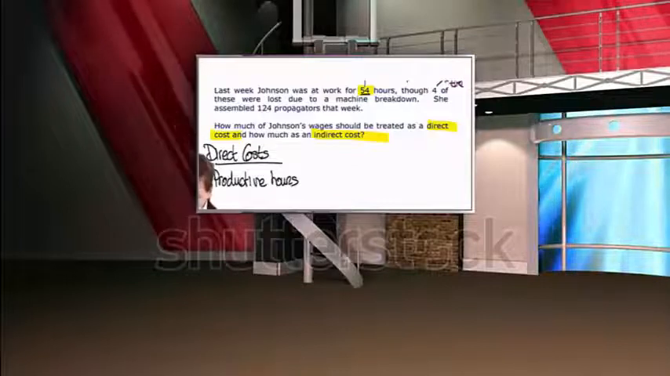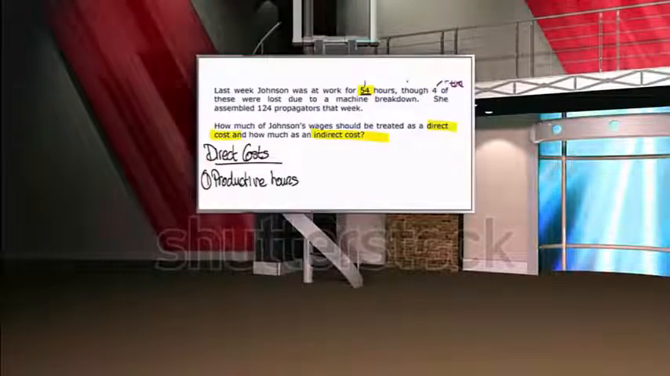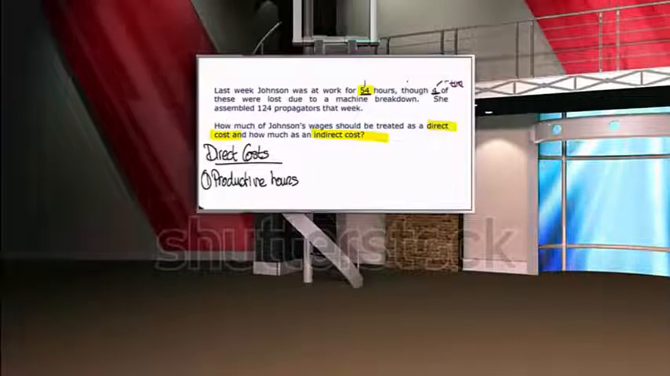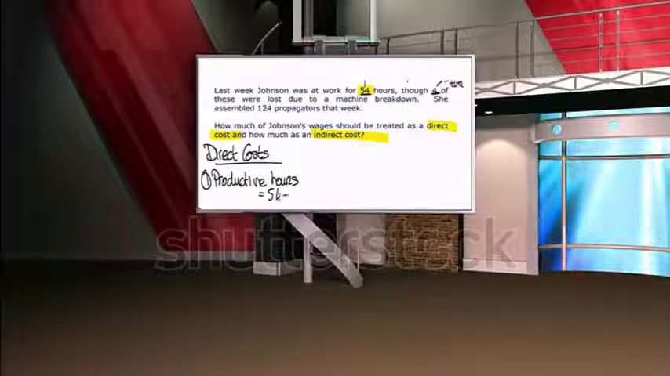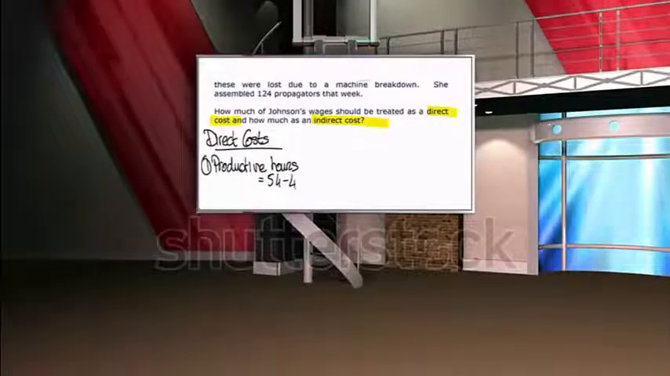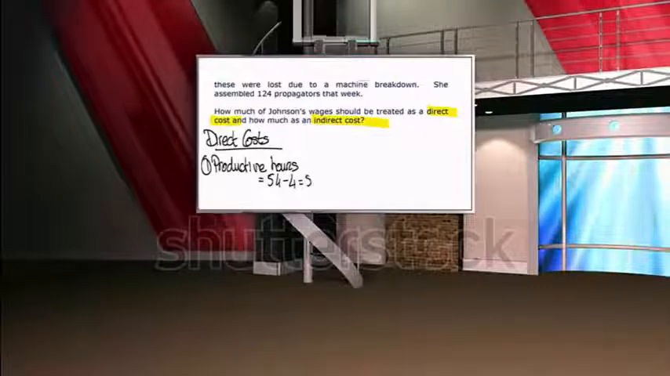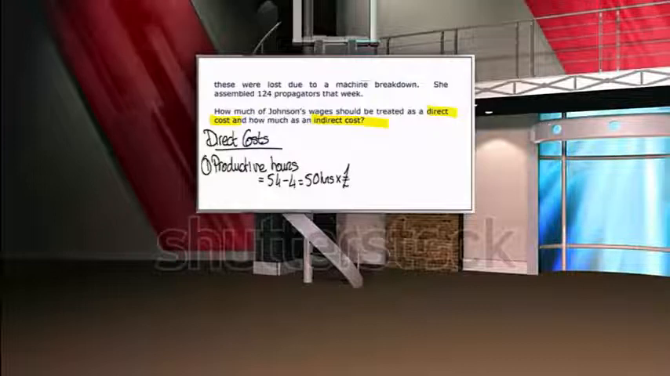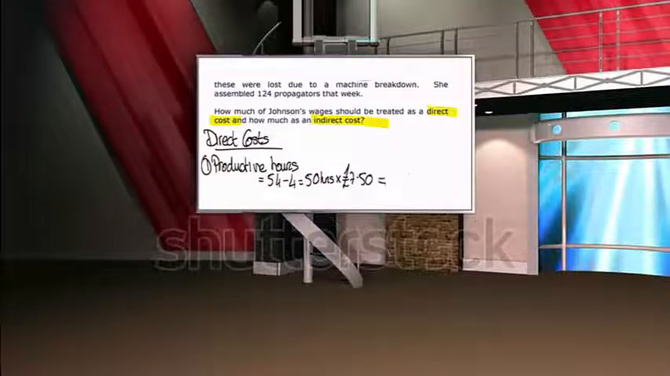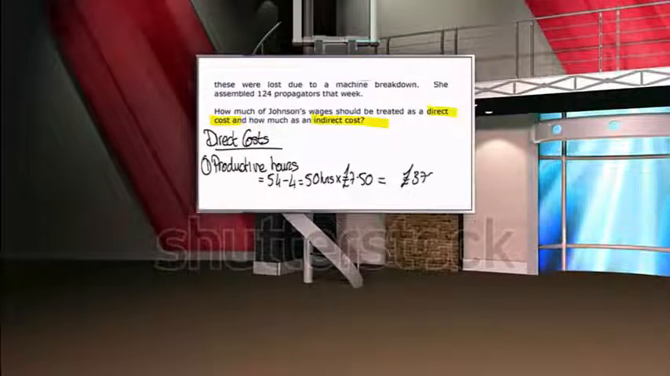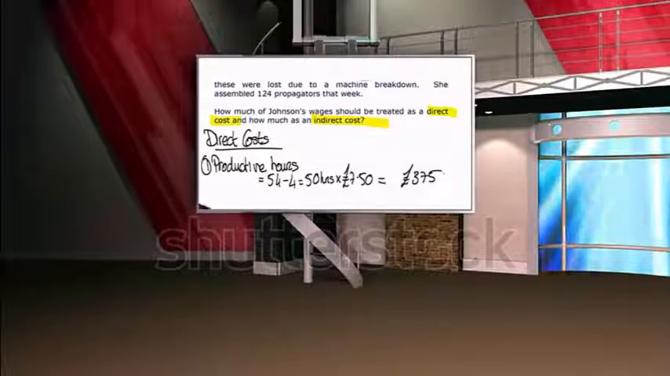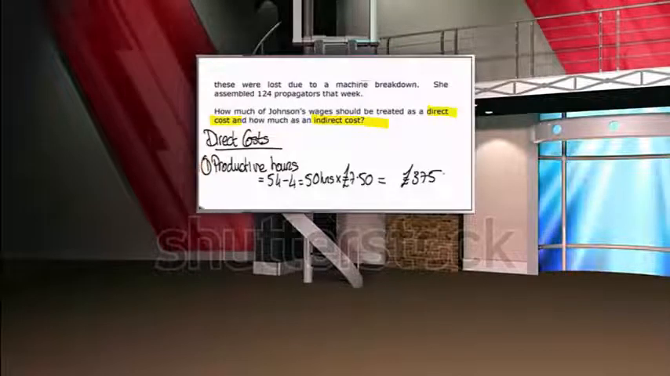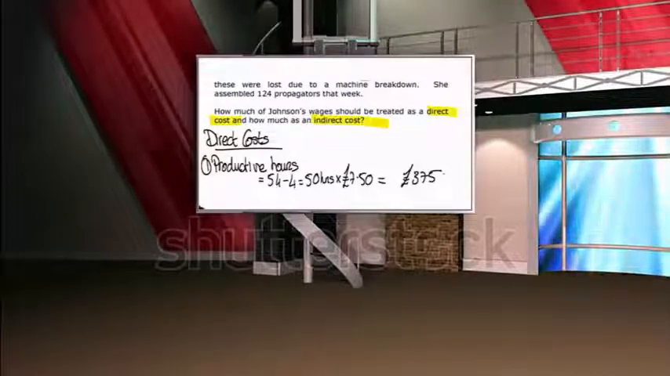Well, we're told she worked 54 hours in total and there were 4 hours of idle time, which means her productive hours must have been her total hours minus the idle time hours, so 50. Multiply this by the basic rate of £7.50 and we get 375. Our next consideration then, overtime premium if specifically requested.